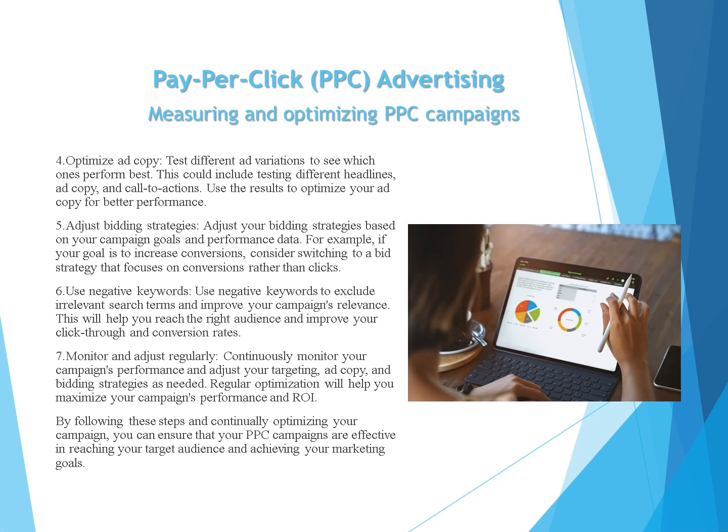6. Use negative keywords. Use negative keywords to exclude irrelevant search terms and improve your campaign's relevance. This will help you reach the right audience and improve your click-through and conversion rates. 7. Monitor and adjust regularly. Continuously monitor your campaign's performance and adjust your targeting, ad copy, and bidding strategies as needed. Regular optimization will help improve your campaign's performance and ROI.